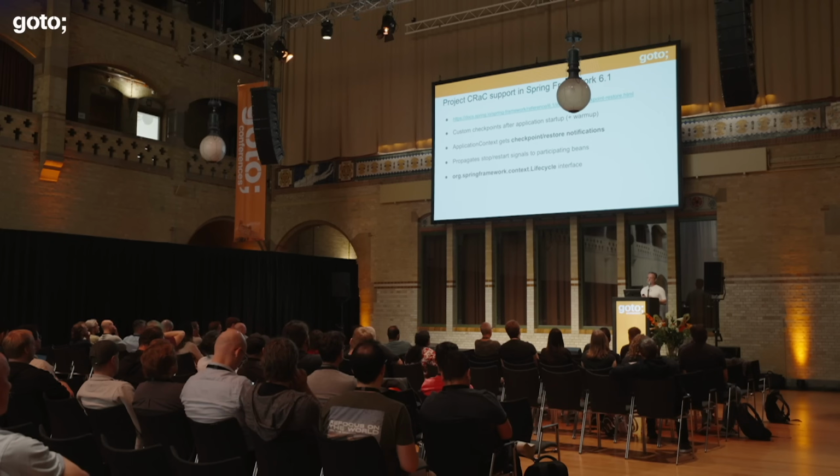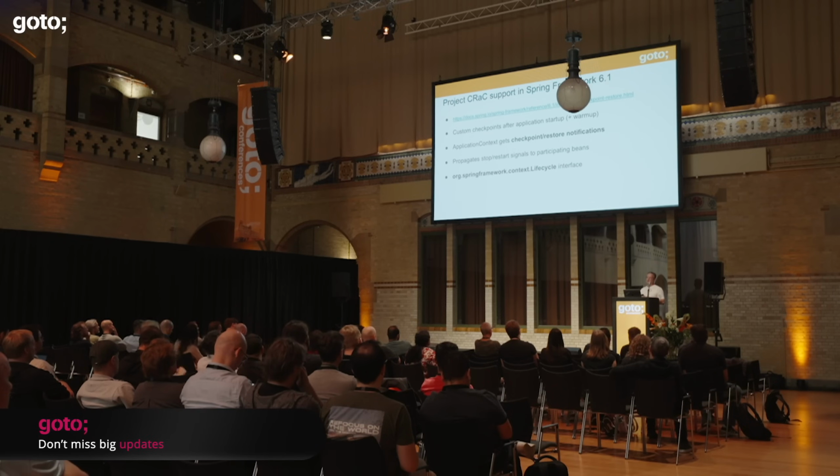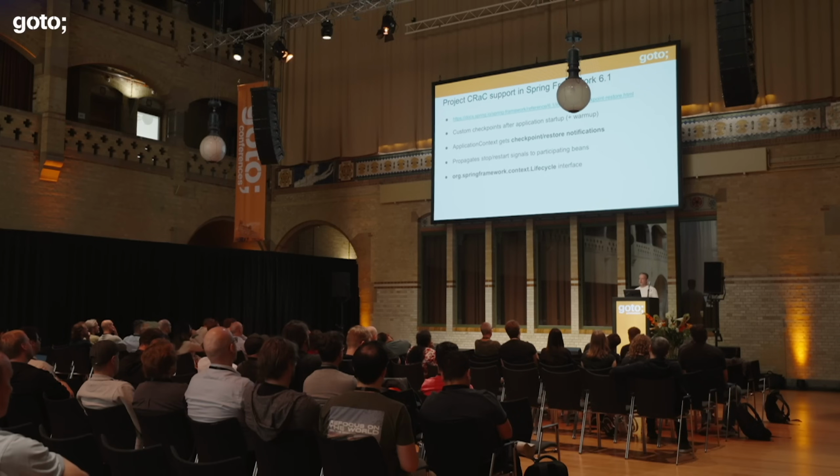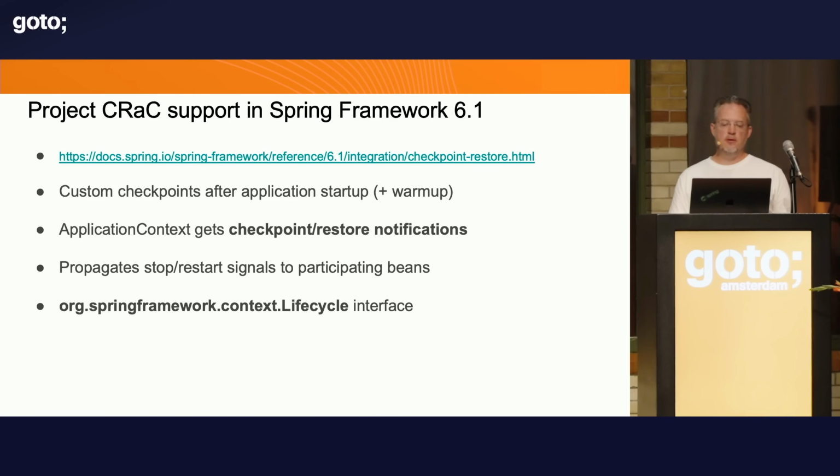And then the application context will get these checkpoint restore notifications, and it will propagate those, either the stop signal or the restart signal, to all of the participating beans. It turns out it works out very nicely in Spring. We've had this Lifecycle interface for many years. So if you have any beans of your own that implement Lifecycle, they will be told to stop at the right point and told to start at the right point. But that also holds true for lots of the beans in Spring itself, like the message listener containers and things like that that already participate in the lifecycle management.